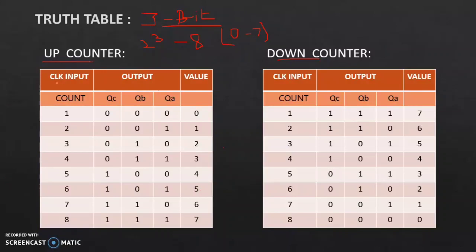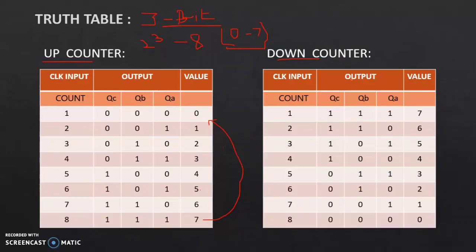In the up counter, we give clock inputs 1, 2, 3, 4, 5, 6, 7, 8, 9, 10, and so on. We get the output 0, 0, 0 at the first clock input, that is 0. Then it counts upwards from 1, 2, 3 up to 7. After 7 it continues to 0, not 8, because there is no 8 in this range. Then again 1, 2, 3, 4 up to 7. This cycle repeats, and that is the up counter.